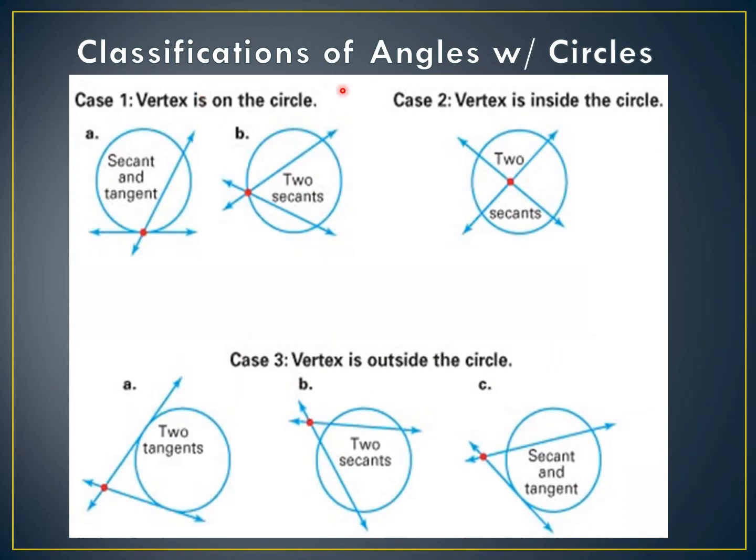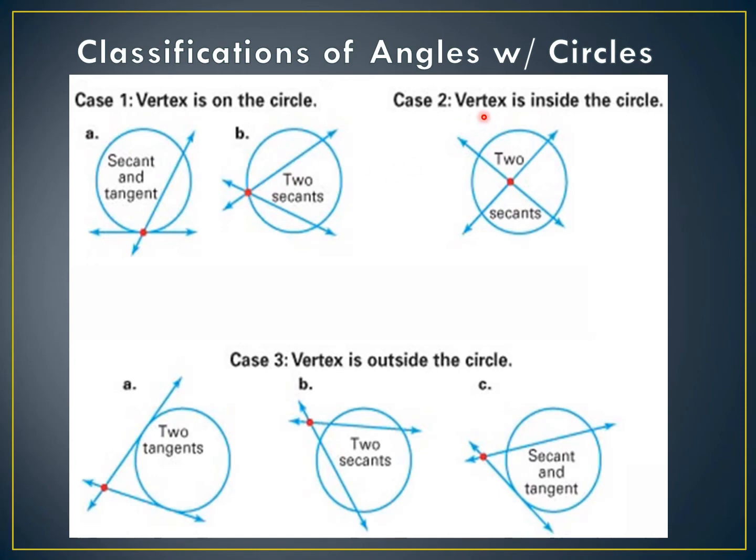Now, let's have classification of angles with circles. So, meron tayong tatlong cases dito. Yung unang case natin, we have vertex is on the circle. So, dahil angles yung pinag-uusapan natin when we say vertex, yan yung intersection ng dalawang ray para makapag-create ng angle. So, dito sa unang figure, we have a secant and a tangent. So, pag nag-intersect sila, they will create an angle. Pero yung kanilang vertex o yung vertex ng angle ay on the circle. Same dito sa figure B. Meron tayong two secants nag-intersect on the circle.